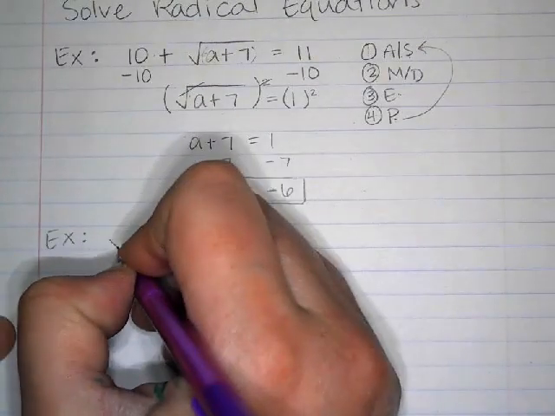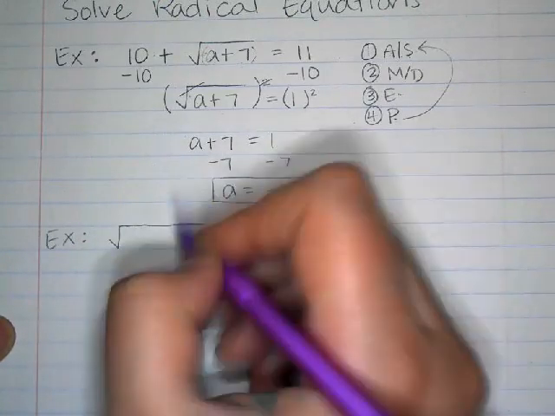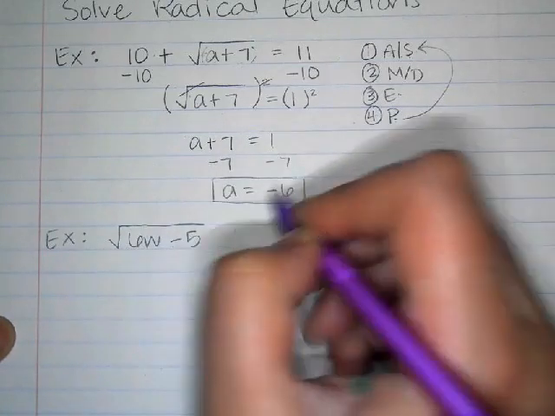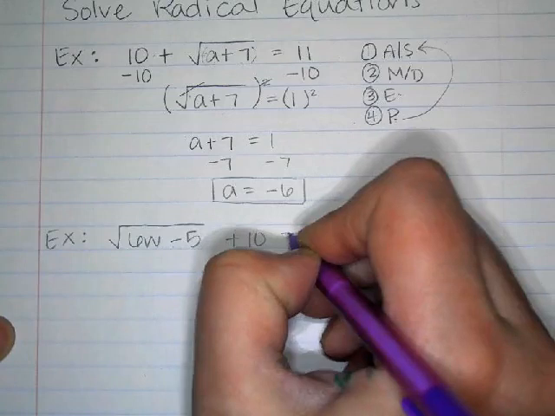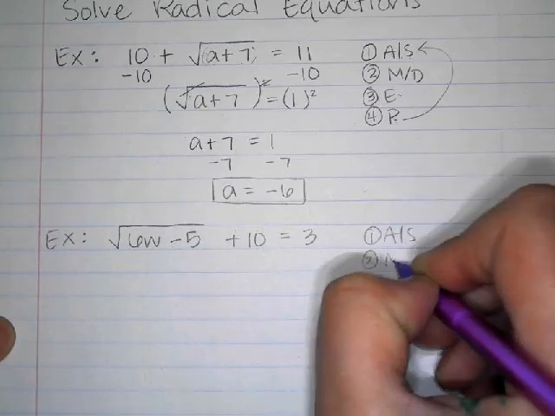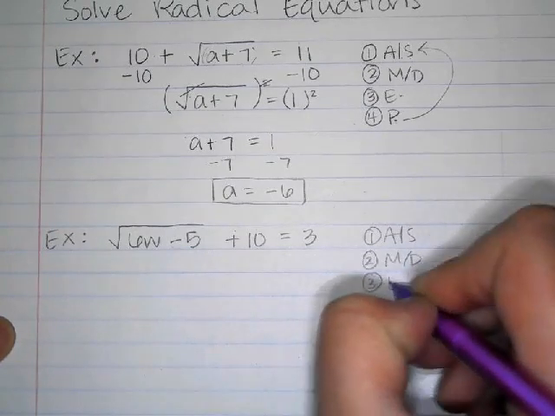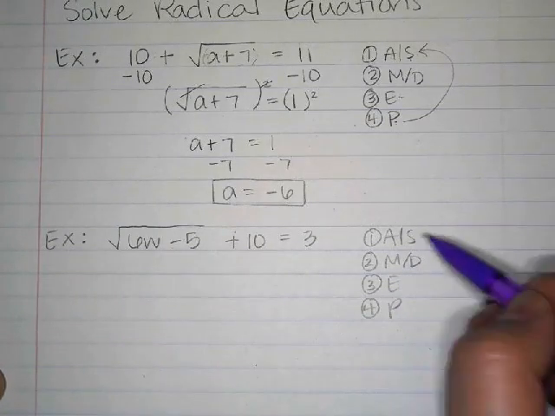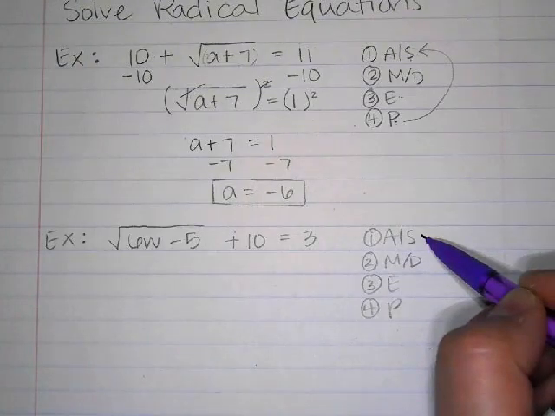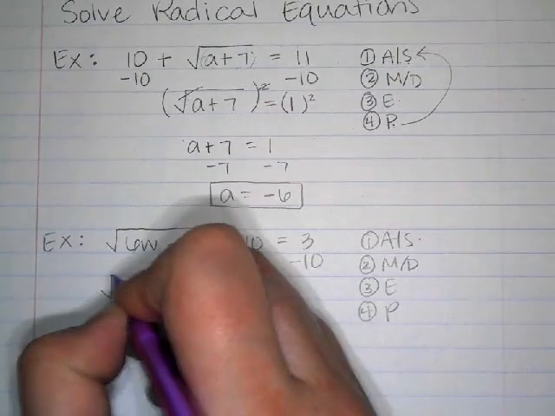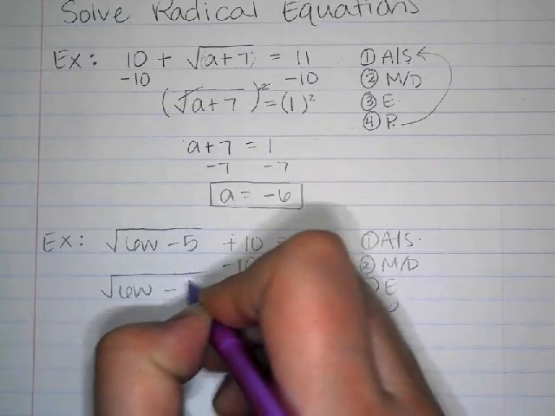All right, Majestic Monday. Here's the next one. We have the square root of 6w minus 5, plus 10 equals 3. I'm going to write them so that you can see them, but you don't have to write them. Is there something I could easily add or subtract to the other side to get it away from the w? Subtract the 10.